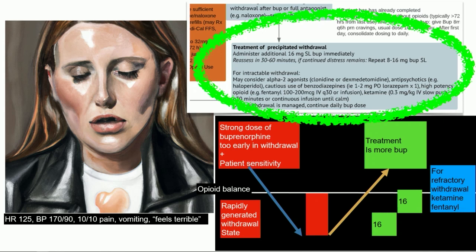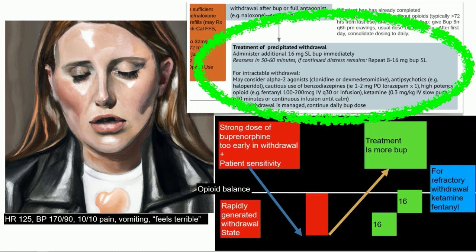So the basic idea is, when we're treating precipitated withdrawal, we're using the framework that Mark and others have helped develop, this idea of opioid balance. And the main take-home point is it's very easy to get distracted away from the fundamental idea that precipitated withdrawal is simply an opioid problem.